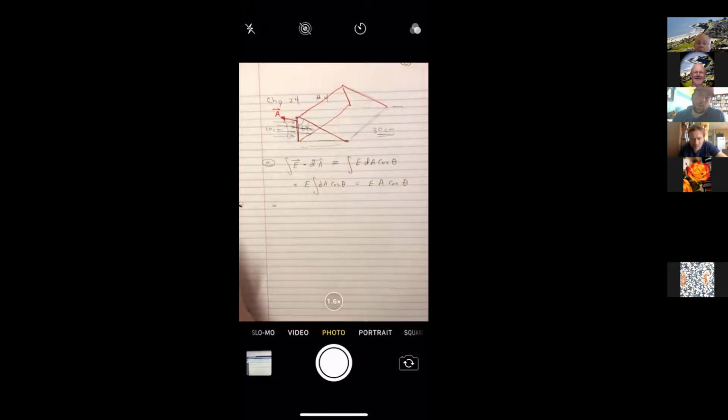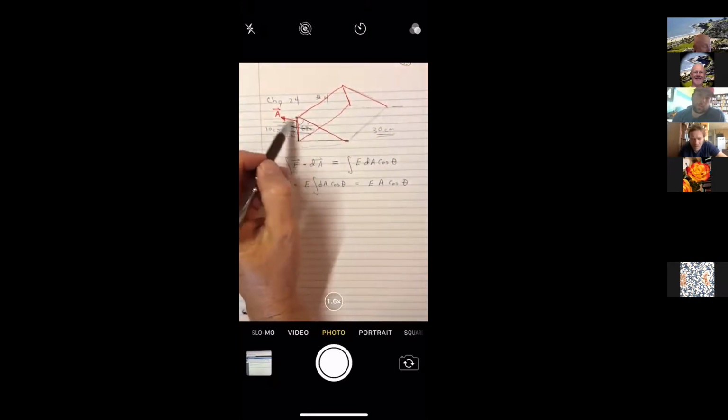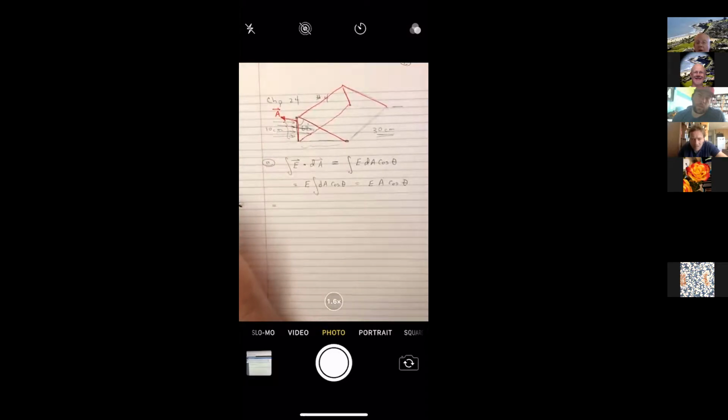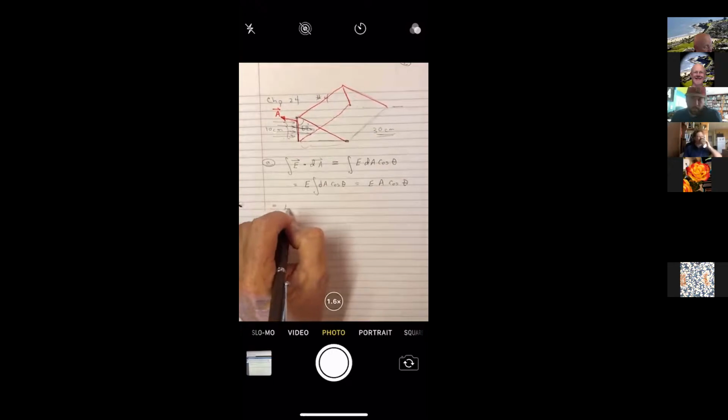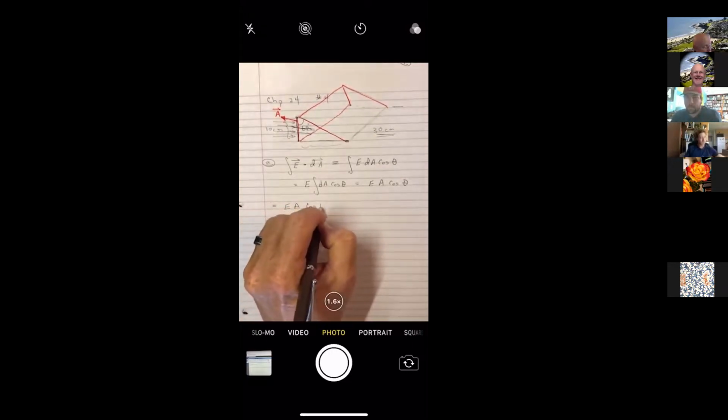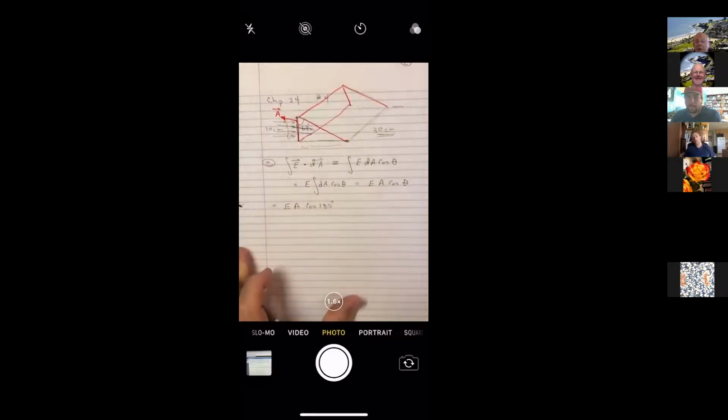So basically that's your 180: 120 plus 60 gives you 180. Okay, that makes sense. Yeah, so this just becomes, as you pointed out, the value of the electric field times the area times the cosine of 180 degrees.